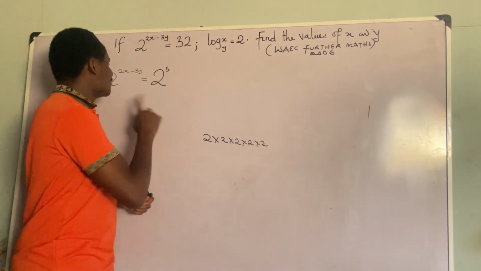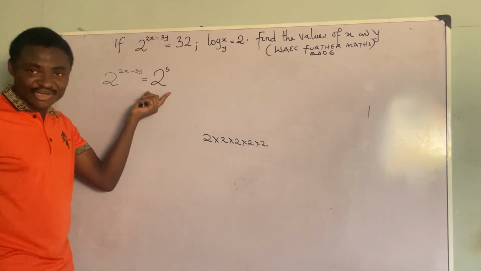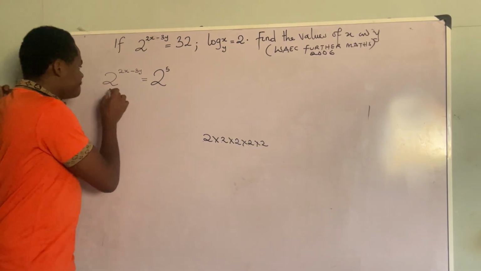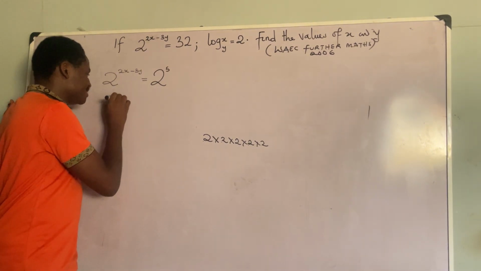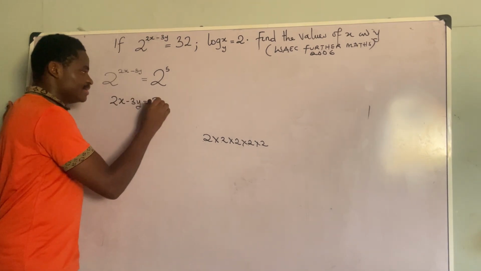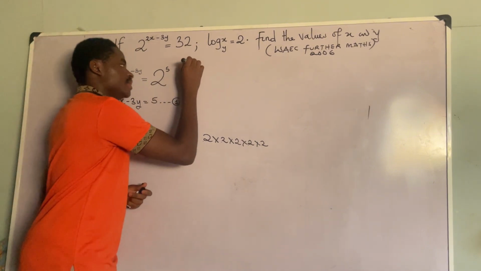All right? So I've said 2 to the power 2x minus 3y is equal to 2 to the 5, because 2 to the 5 is the expression of 32. Because they have the same base, I equate their powers. This means 2x minus 3y is equal to 5. This is equation 1. Now let's come to the second one here.